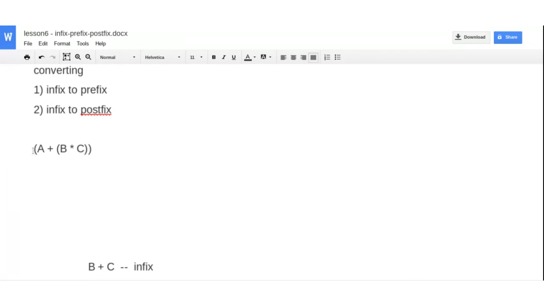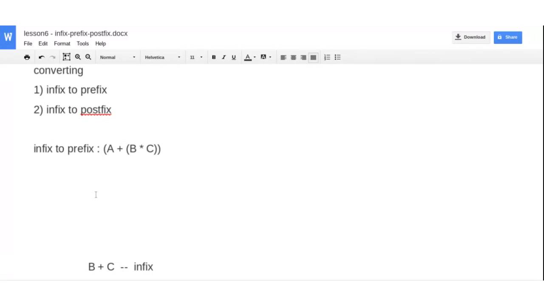Once you do the parenthesizing, how do you now convert this one to prefix? So we want to convert this infix to prefix. In the prefix, the operator is written in front or to the left of its operands. But notice that you do that one by one.